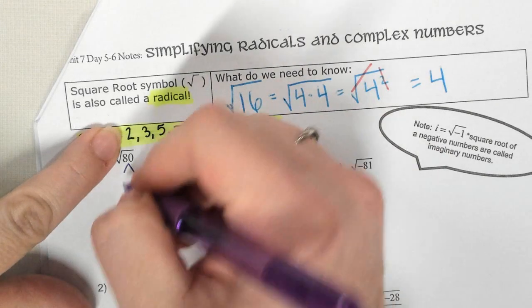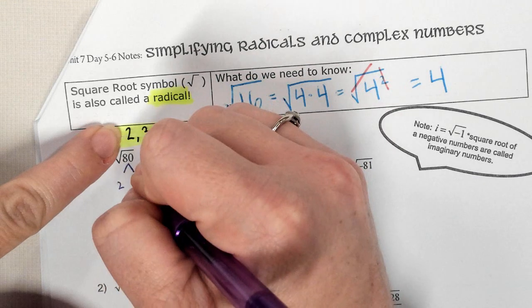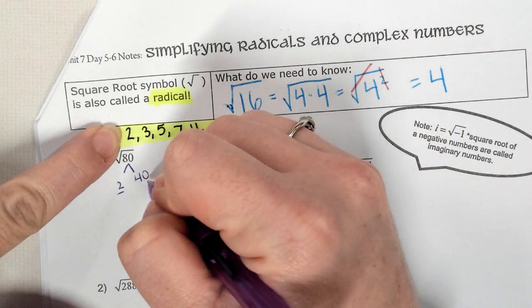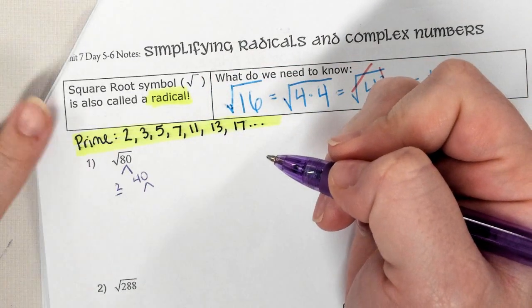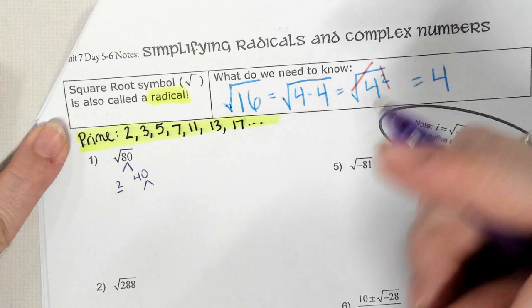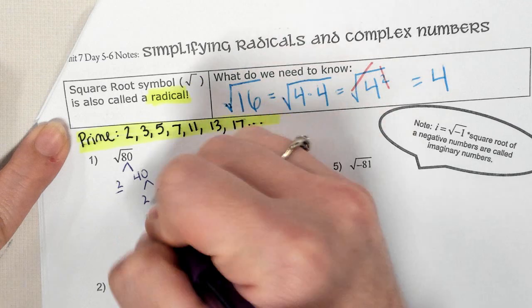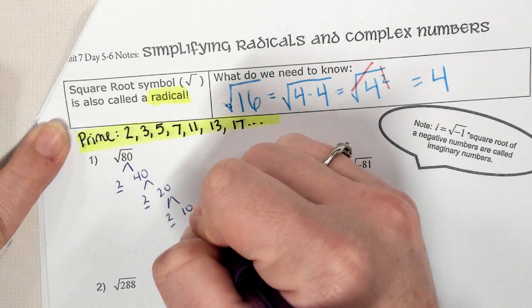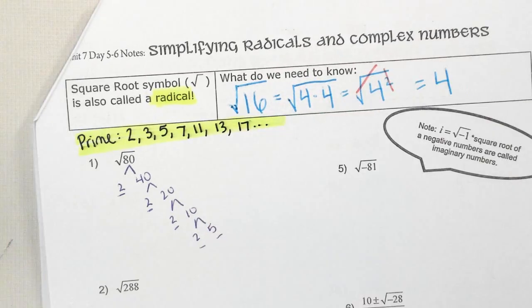Okay, 2. Does 2 go into 80? Yes, so I'm going to start with 2. How many times does 2 go into 80? 40 times. Now 2 is prime, so that side's done. But 40 is not. So I always put my prime number on the left so it keeps them in line. You don't obviously have to do that, but it will make your life easier. 2 still goes into 40, 20 times. 2 goes into 20, 10 times. 2 goes into 10, 5 times. And 5 is prime, so we're done. Is everybody okay with that?